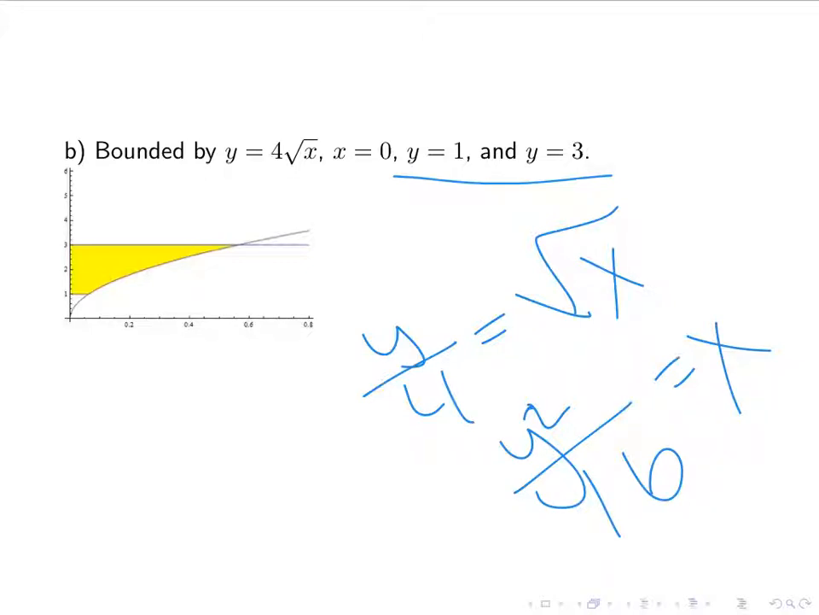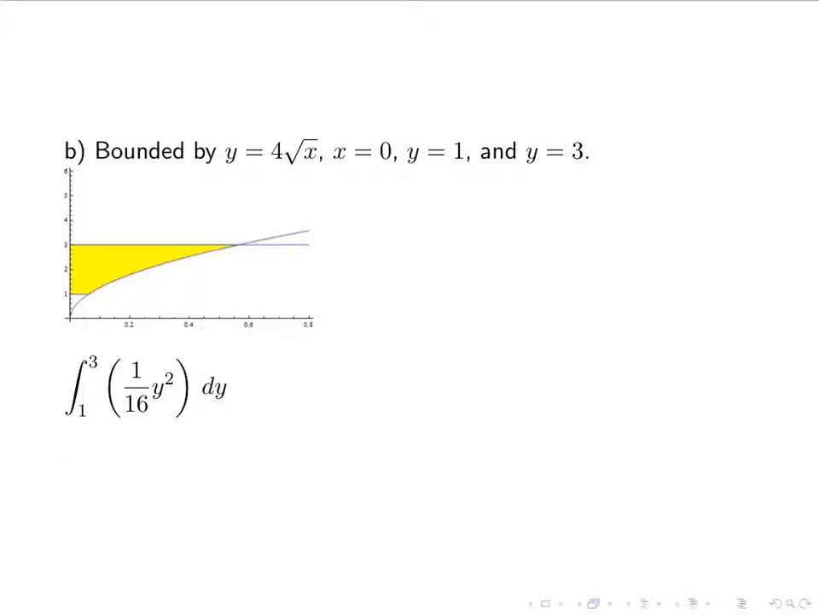That will be the right-hand side. And then the left-hand side is our other equation here, x equals 0. And again, that's already in terms of y. It's already x equals. So then we have our right curve, y squared over 16, we have our left curve, 0, and then we have our bounds, 1 to 3. So that gives us this integral. And again, if we do the integration out, we get 13 over 24.